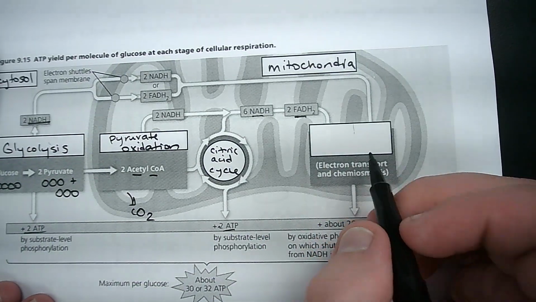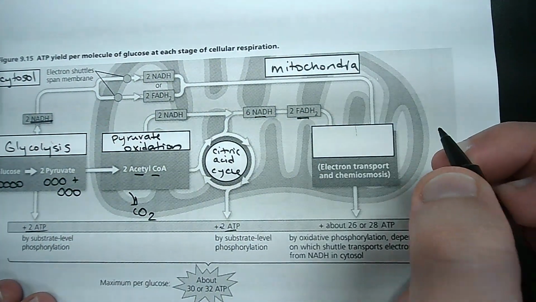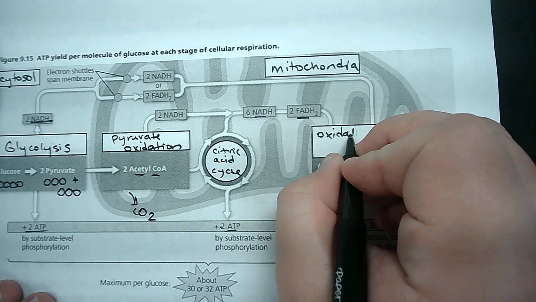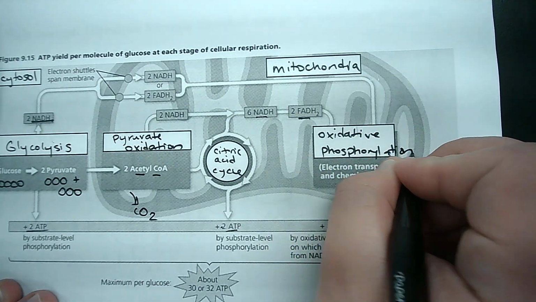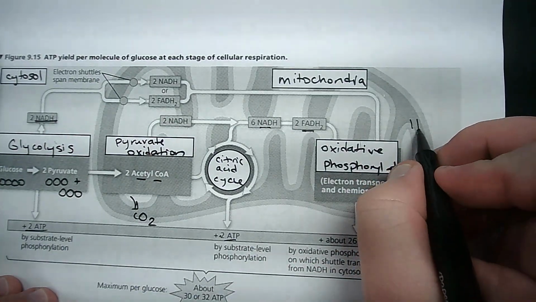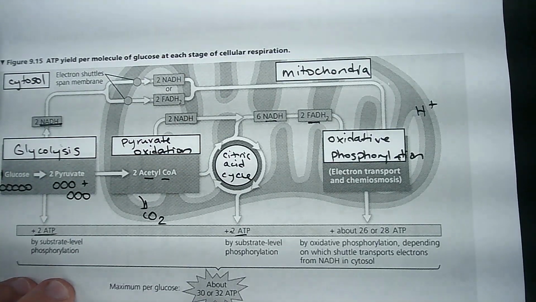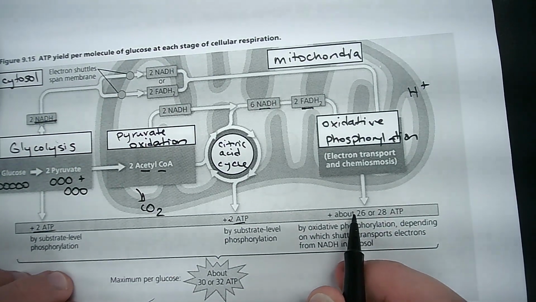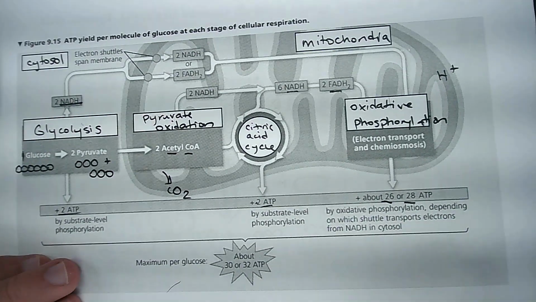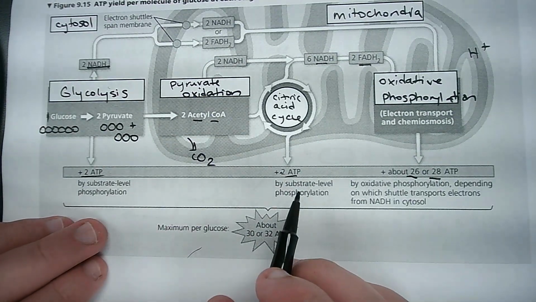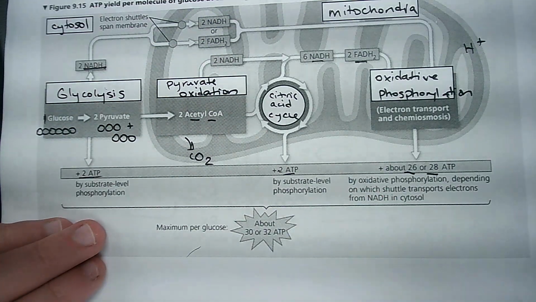The final culmination of all these steps ends in something that we call the electron transport chain and chemiosmosis, which is also mostly called oxidative phosphorylation. So oxidative phosphorylation uses an H+ gradient to power ATP synthase, which turns ADP into ATP. That produces about the most ATP, about 26 to 28. It depends on what shuttle. But if you add them all together, 2 from the glycolysis, 2 from citric acid cycle, and about 26 to 28 from oxidative phosphorylation, you get about 30 to 32 ATP.